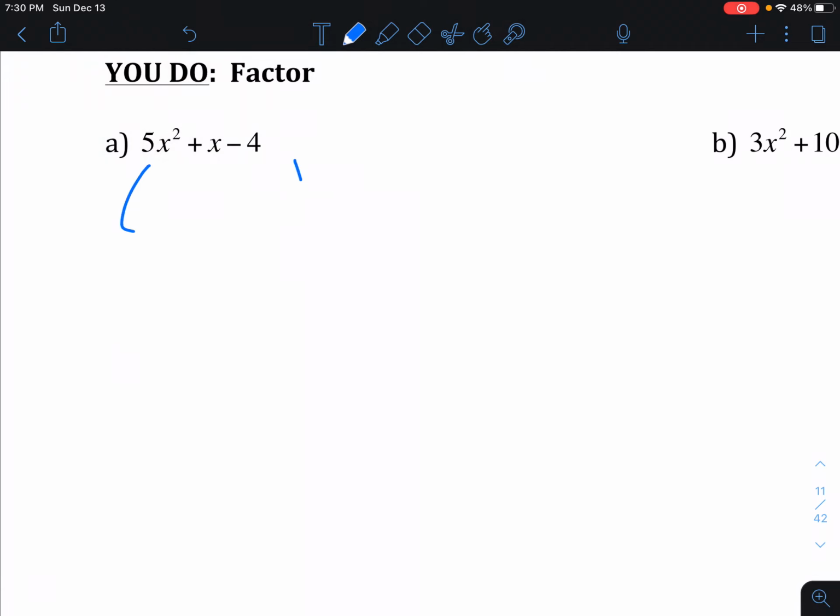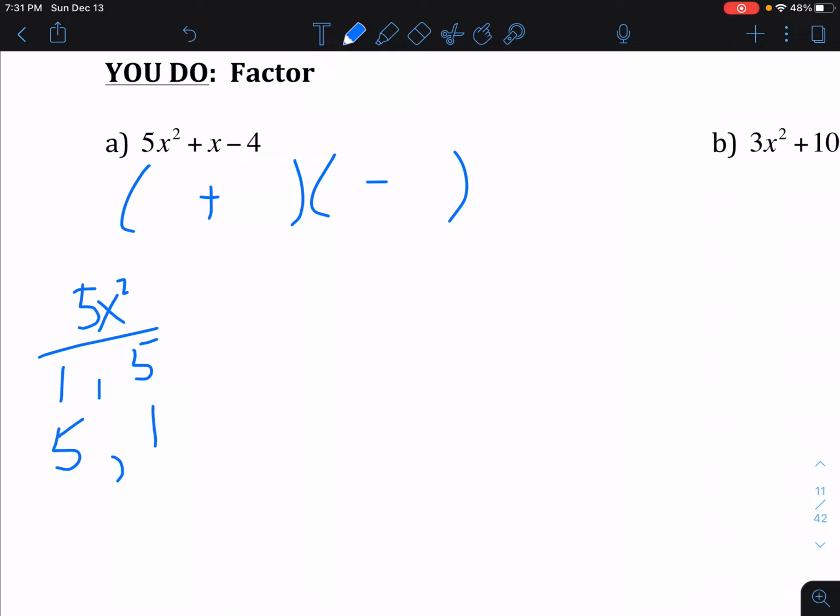So we need to write out, my C term is a -4, so plus minus for my signs. So pull the 5x squared to the side. That could either be 1x then 5x or 5x then 1x. For this one, I'll just do x and 5x. And then the 4, the C term 4, it can be 1 then 4. It could be 4 then 1. It could be 2 then 2.